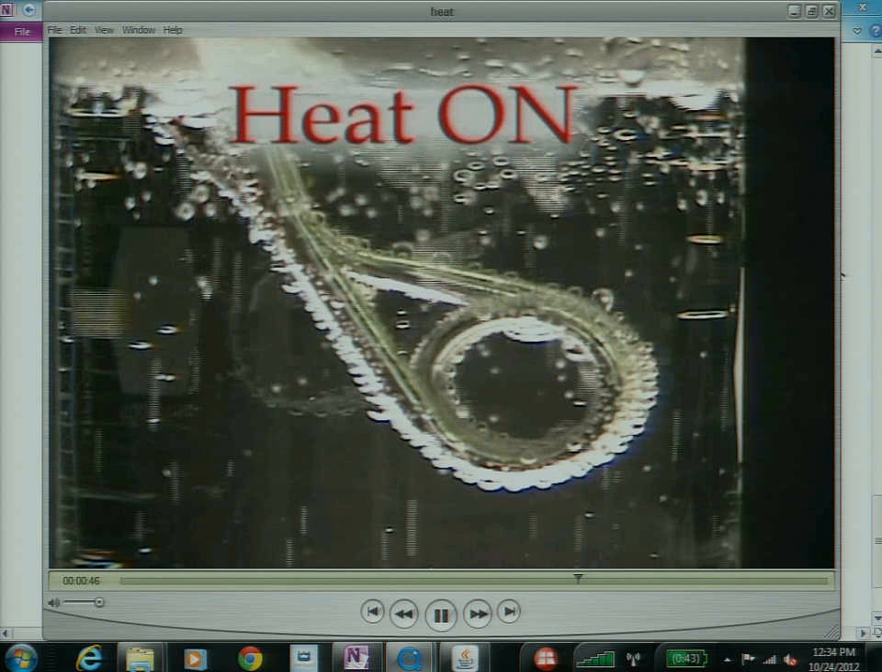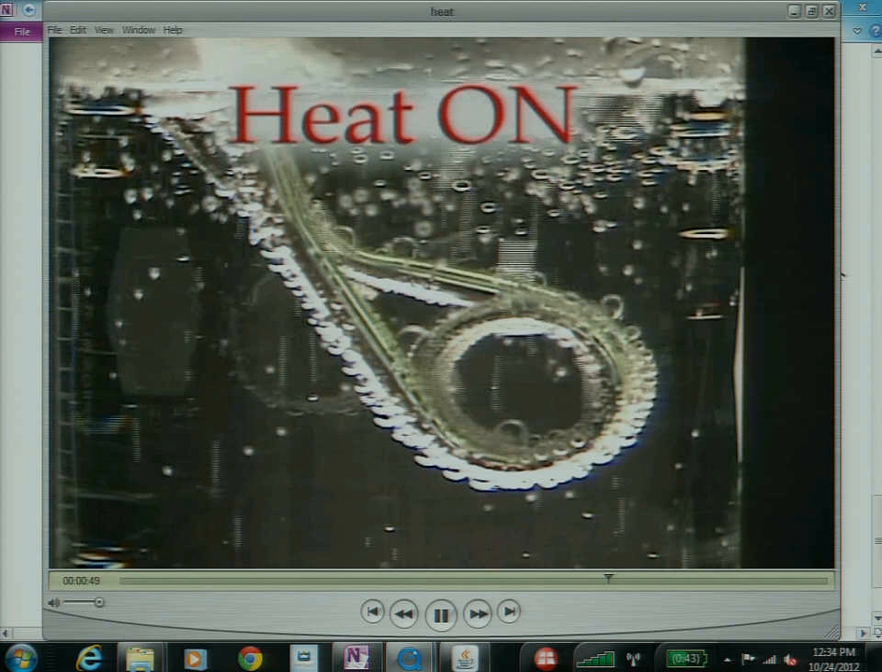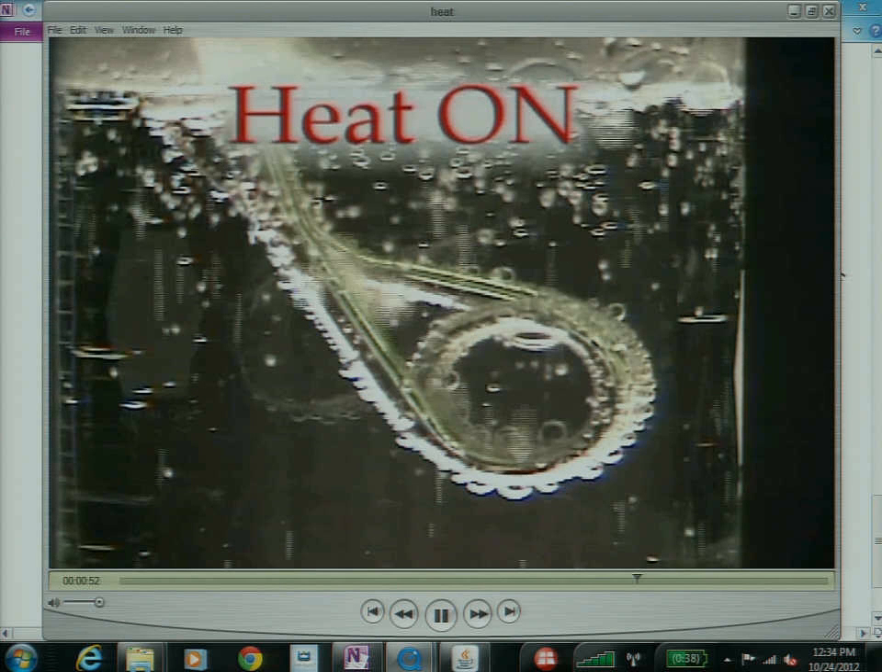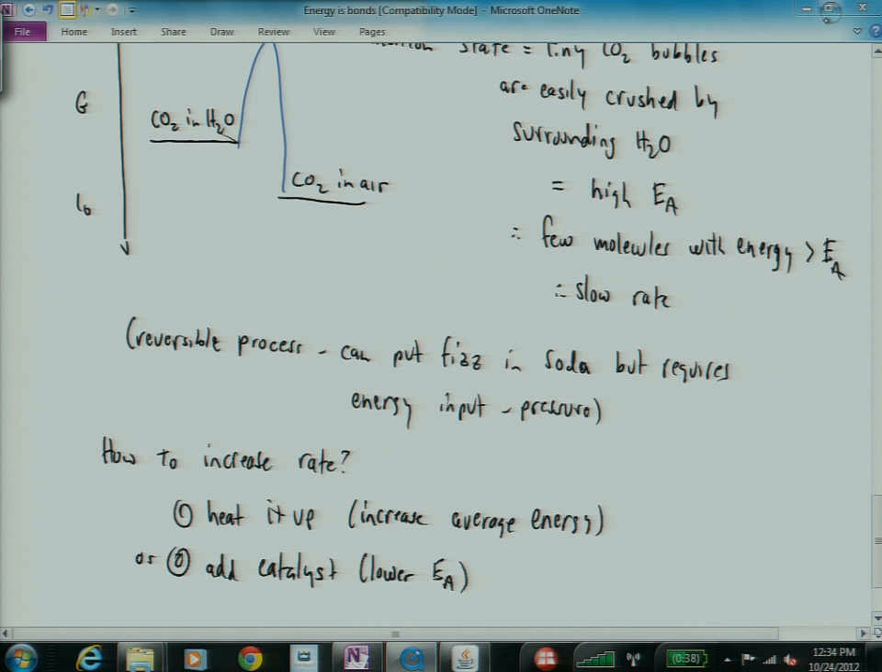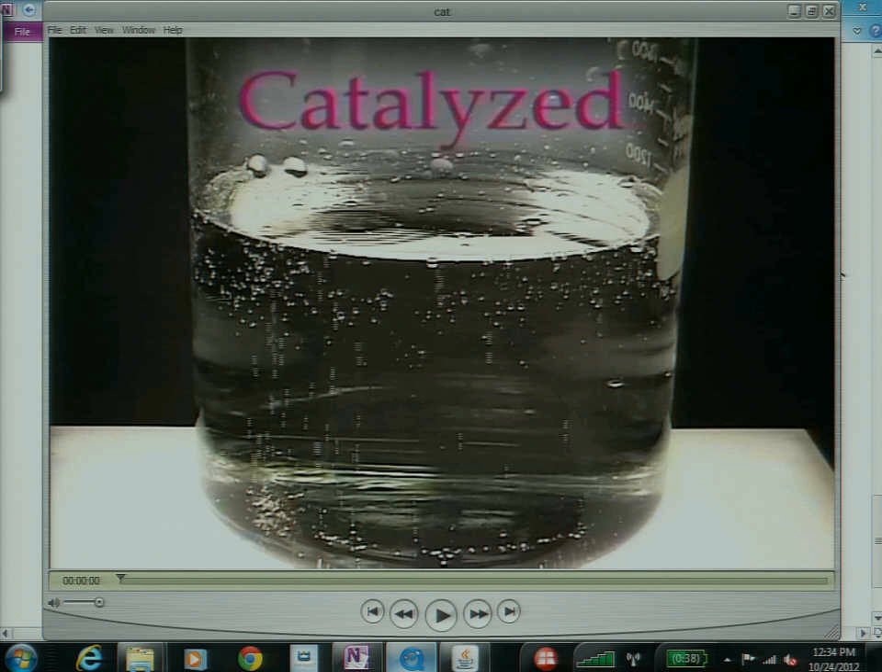So you can heat up your soda and increase the rate at which it goes flat, which is one way to do it. Again, it's not an option available to living things. However, you can also add a catalyst. What would a catalyst be in this case? Something that makes it easier for those itty-bitty bubbles to form.